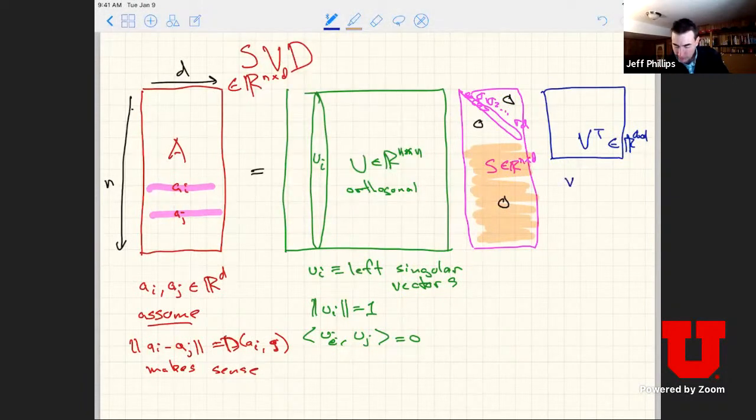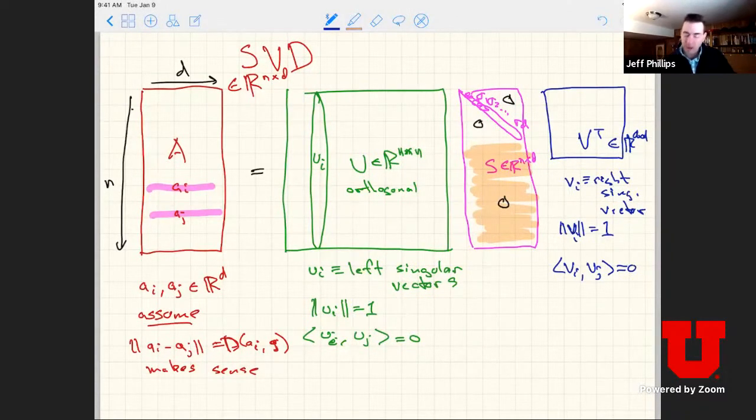Similarly, V_i is going to be the right singular vectors, and I'm also going to have the norm of each V_i is 1, and the dot product of V_i and V_j is going to be equal to 0. So these are the right singular vectors. This is V, so V transpose is going to look like a row here. That's one of the rows of V transpose, and these rows are going to be orthogonal to each other.